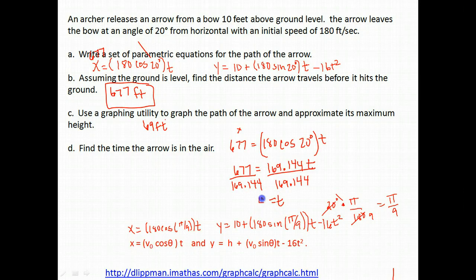And I get about 4. Remember, our time was in seconds, so it took 4 seconds for that arrow to travel that horizontal distance. Again, the horizontal distance it traveled before it hit the ground was 677 feet. The maximum height was 69 feet, and it took 4 seconds to travel.